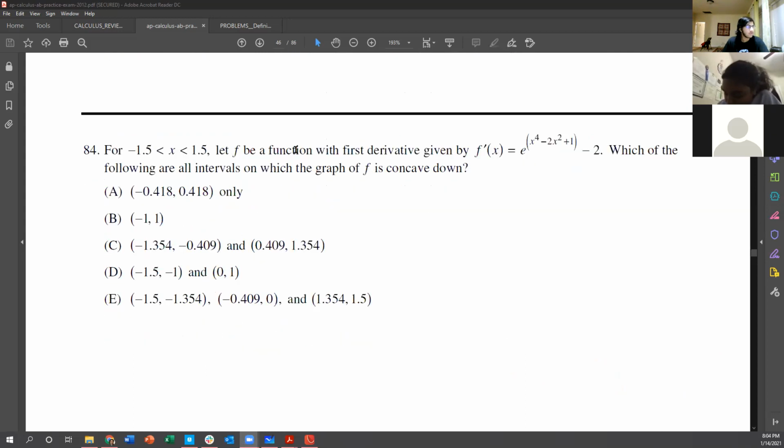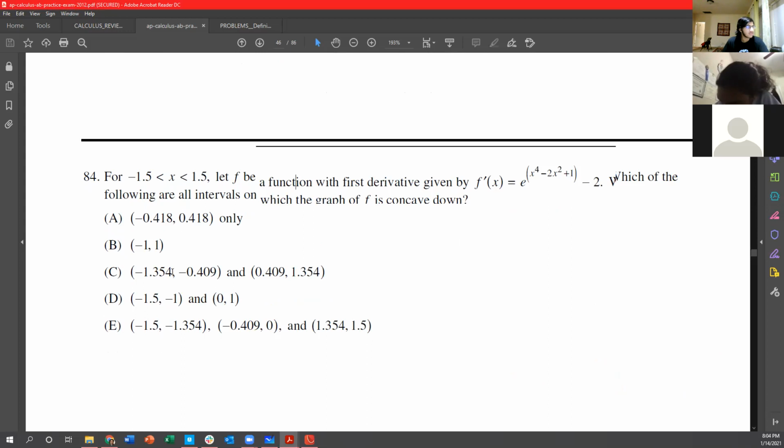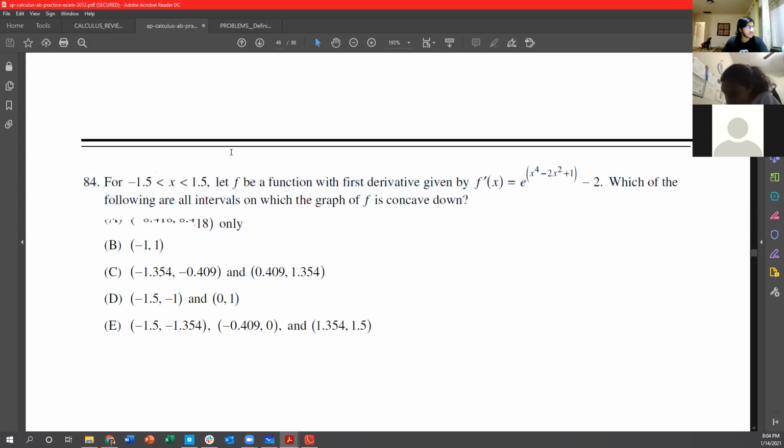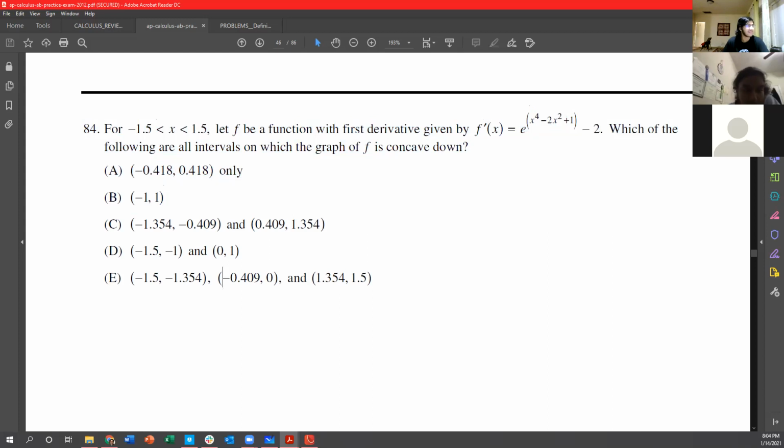Okay, this is f's first derivative. Which of the following intervals, oh gosh. Sometimes it does this. I don't know why it does this. You guys see that, right? It's being weird. It's cutting off. Oh yeah, okay, I think that fixed it.